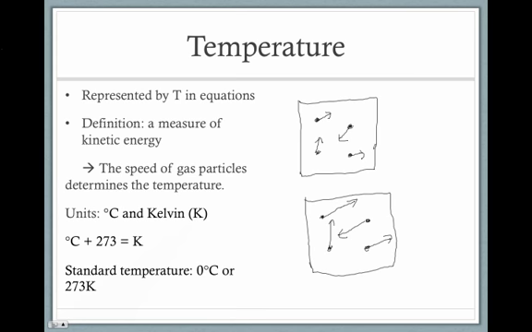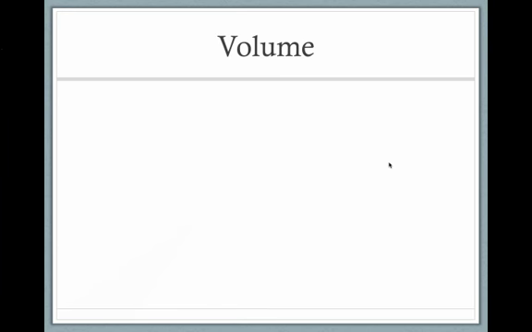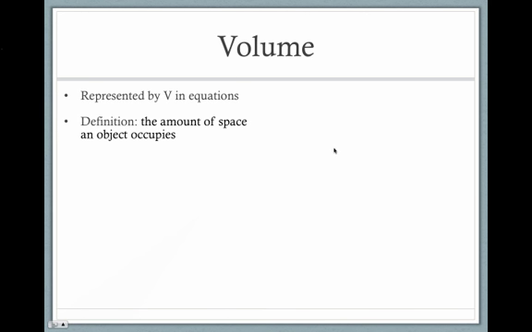The next variable is volume. And when we're talking about volume, we represent it with a capital V in equations. The definition of volume is the amount of space an object occupies. But with gases, what that really means is that it's talking about the size of the container. Because remember in the kinetic molecular theory that the size of the container is the volume of the gas because the gas particles themselves occupy insignificant volume when compared to the space between them.